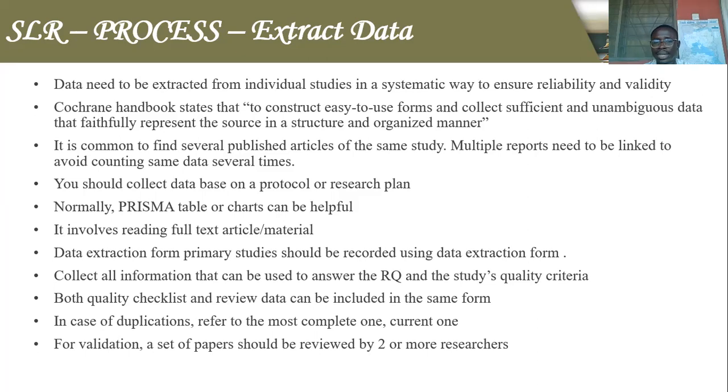So this is a very key stage, because we are trying to look at how you'll be able to retrieve the quality data that we have. And this is very key. So data need to be extracted from the individual studies in a systematic way to ensure reliability and validity. According to the Cochrane Handbook, you should construct easy-to-use forms and collect sufficient and important data that will faithfully represent the source in a structured and organized manner. As I indicated earlier, all these processes that we are talking about shouldn't be in isolation. To be in a systematic order, it should be in the process. And all these processes must be documented. That's very key.